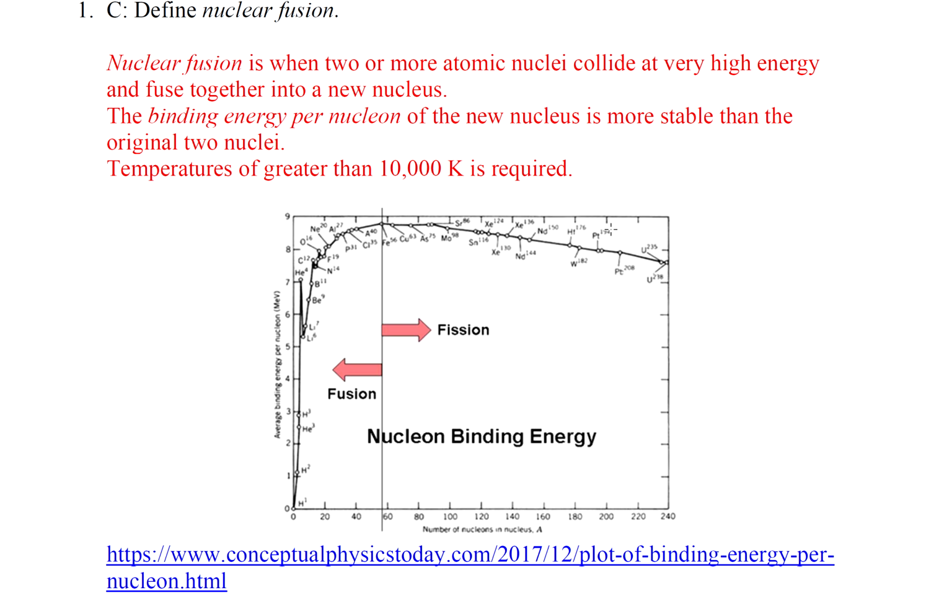So you can see fusion happens to all of these elements to the left of this vertical line. They all want to get closer to iron. And fission happens to all of the elements to the right of this vertical line. In fission, these elements want to break down and become closer to iron.